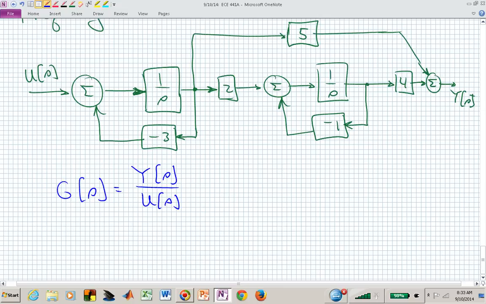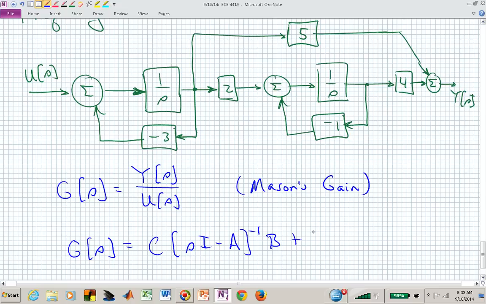And we're going to find that with Mason's gain now, but we could have found that G of s, do you remember from our state space representation what the formula was for that? We have our output matrix times sI minus A inverse B plus D. We could have done that algebraically. We have the A, we have the B, we have the C, and we have the D. And we could find our transfer function with this expression. So we can go from state space to transfer function directly with just doing the matrix algebra. Let's now do it graphically. Let's find G of s graphically from this frequency domain block diagram using Mason's gain.